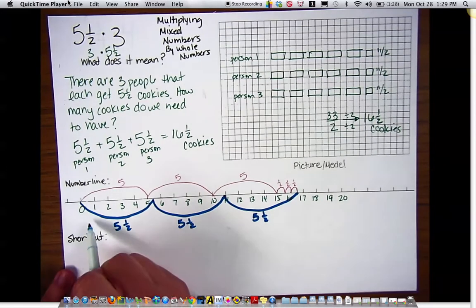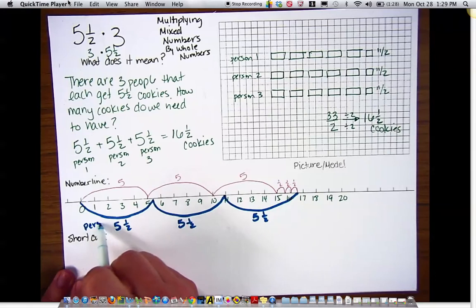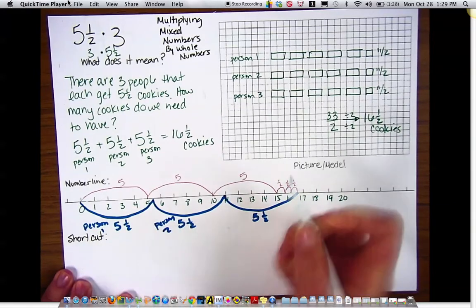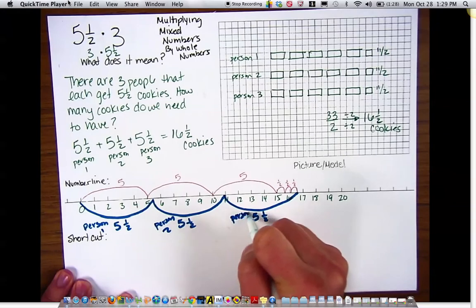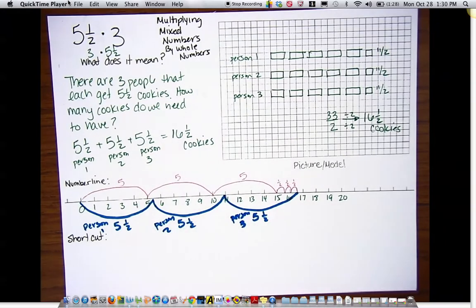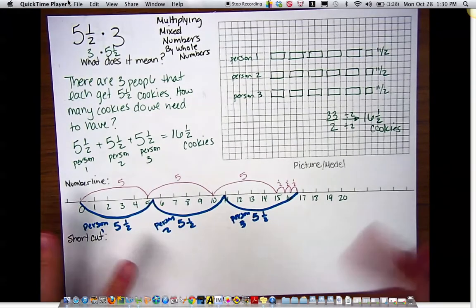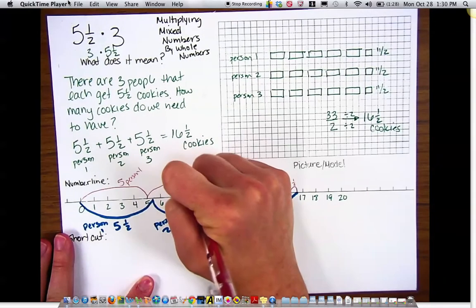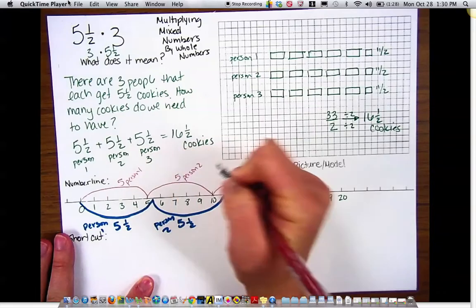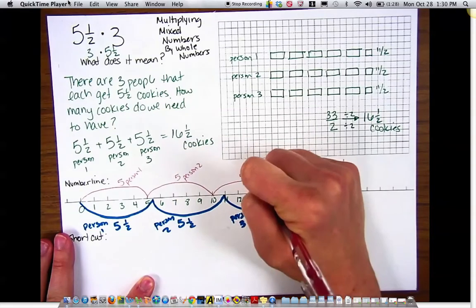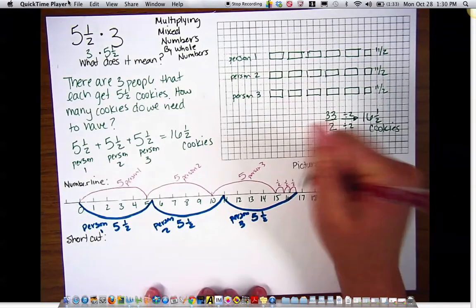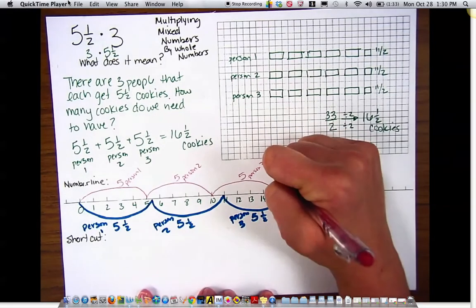So again, this is person 1, person 2, and person 3. On my top section, this is going to be person 1, person 2, person 3, and then here I have to repeat person 1, 2, and 3 again for each of their half pieces of cookie.